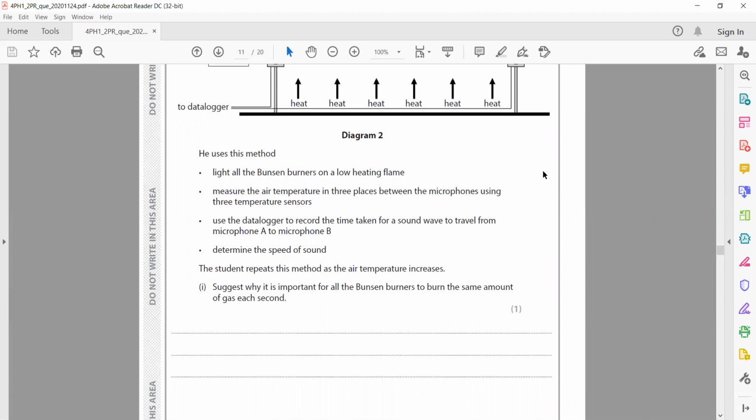Suggest why it is important for all burners to burn the same amount of gas each second. So that the temperature of the air between A and B will be the same. Otherwise, what happens? Some regions you have high temperature and some regions you may have low temperature.